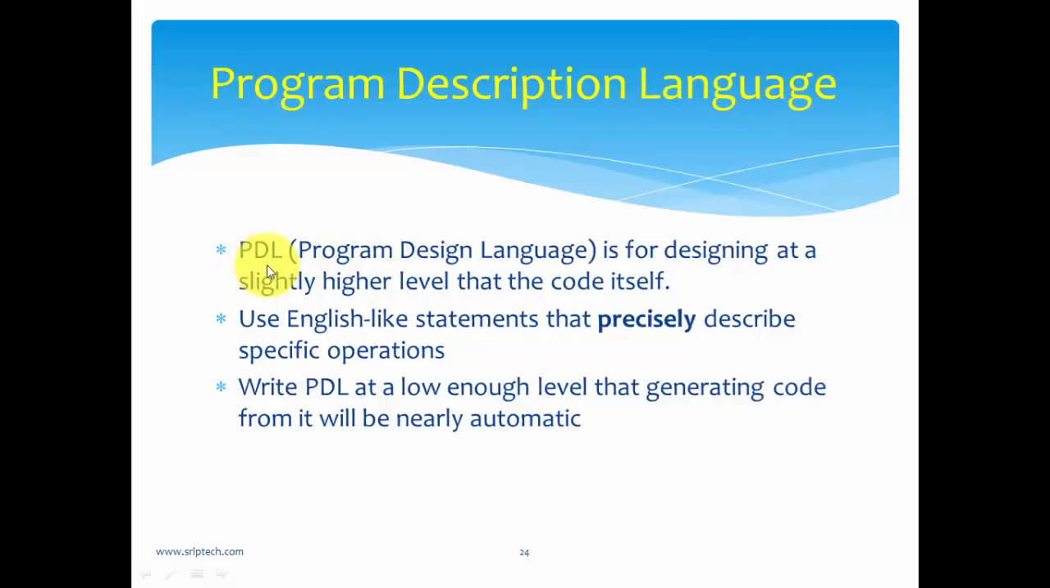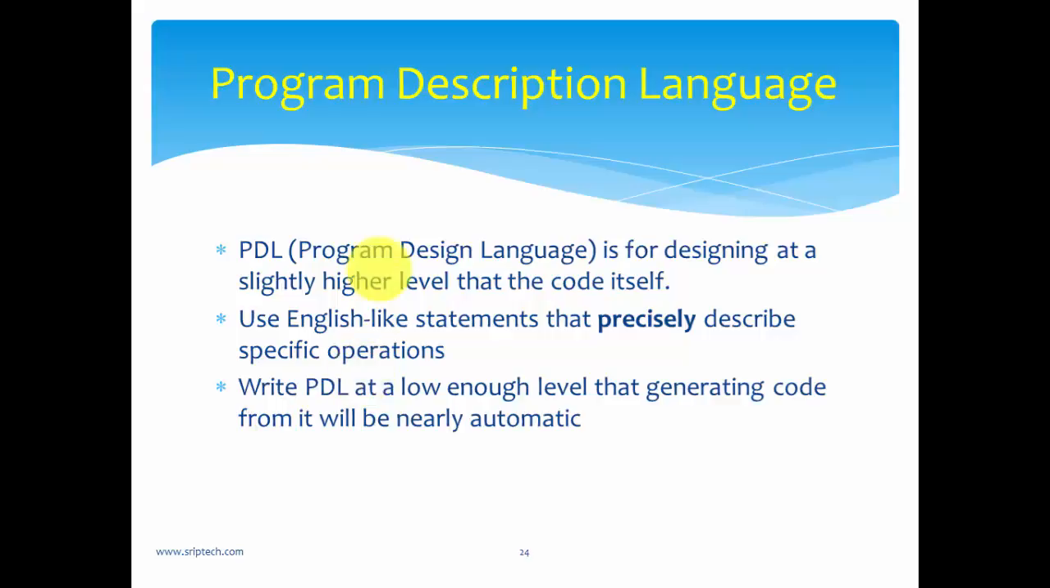Program description languages are for designing slightly higher level than the code itself. It's very similar to pseudocode. Pseudocode is a solid example of a program design language or a program description language. They use English-like statements that precisely describe specific operations, something like input, where we are accepting the input from the user, or a PDL code containing an output statement, or a declaration of a variable.